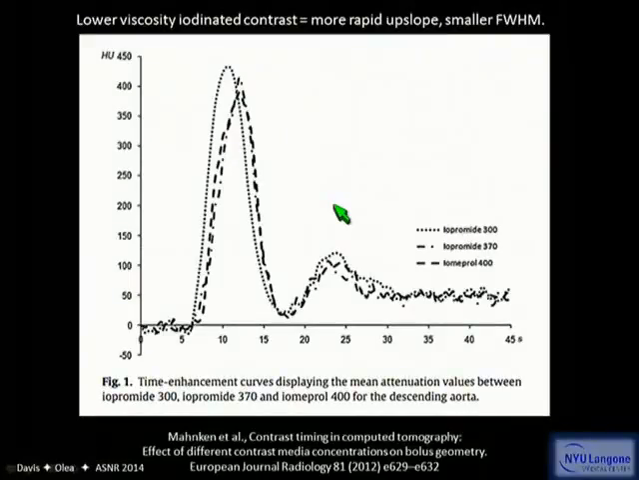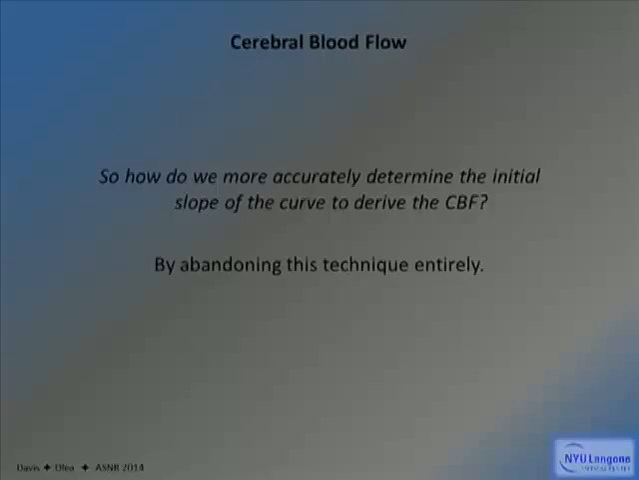The viscosity of the contrast reshapes the curve. Low viscosity contrast has a steep curve because you can inject it more rapidly, and higher viscosity contrast has a less steep curve. So that would be interpreted as decreased cerebral blood flow. Again, it's the same cerebral blood flow. It's just dependent upon the technique that you use.